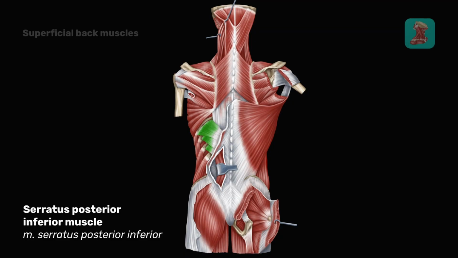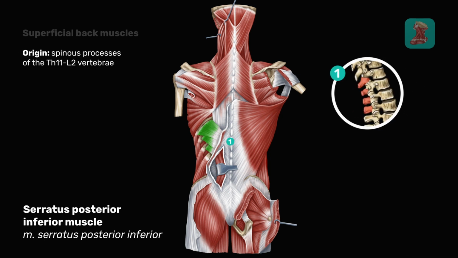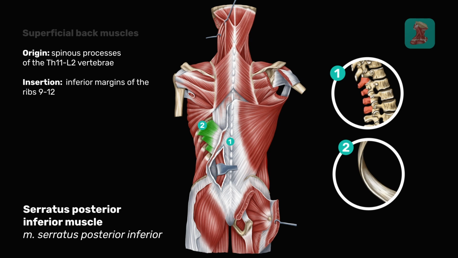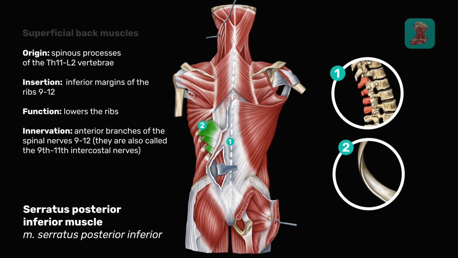The serratus posterior inferior muscle. It originates from the spinous processes of the 11th thoracic to 2nd lumbar vertebrae, and inserts into the inferior margins of the ribs 9 to 12. Function: it lowers the ribs. The following structures innervate the muscle and supply it with blood.